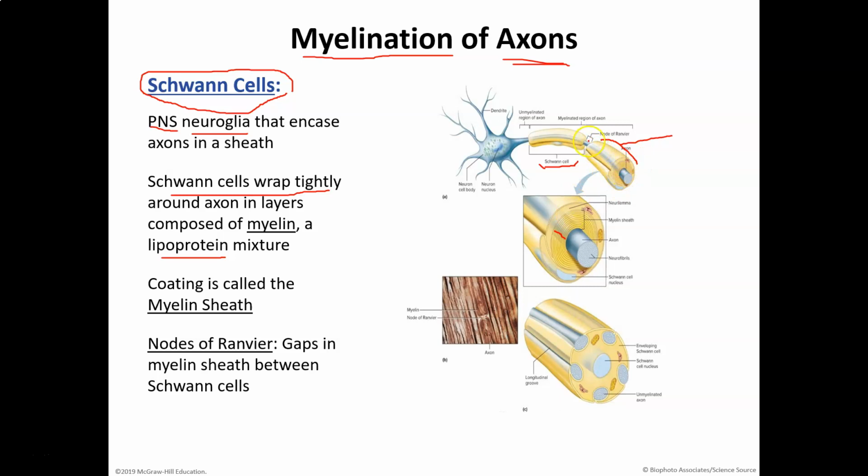But then they have these gaps. This is the important thing. That gap is called the node of Ranvier. One of my favorite physiologic terms, because I don't speak French, but I like to pretend I do. Nodes of Ranvier. These are the gaps in the myelin sheath between Schwann cells. That gap right there is called a node of Ranvier. Very, very important that you understand that concept. So here's the myelin sheath, a gap, myelin sheath, a gap, myelin sheath, a gap, on and on, all the way down the axon.